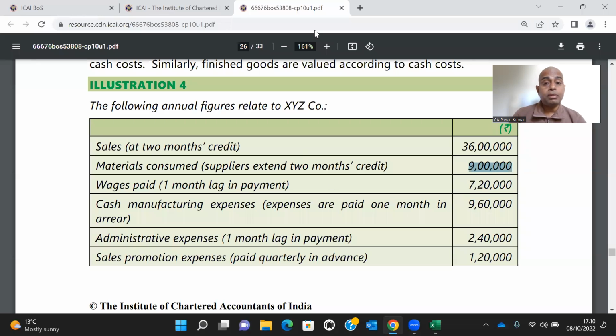Next line. Wages paid, 1 month lag in payment, 7,20,000. So 7,20,000 into 1 by 12, that is outstanding wages. Next. Cash manufacturing expenses. Expenses are paid 1 month in arrear. So can you tell me what is outstanding cash manufacturing expenses?